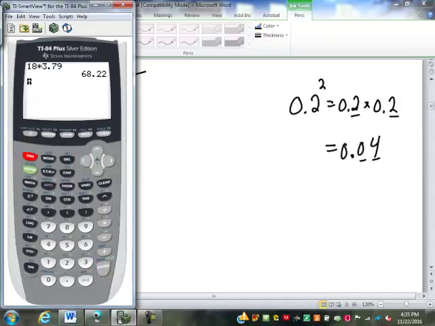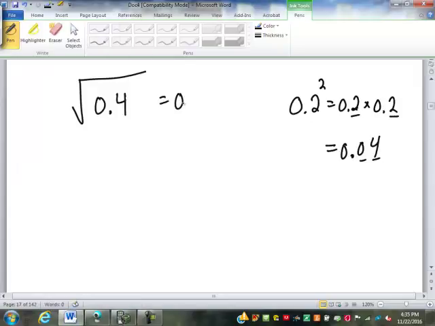The square root of 0.4 is going to be some very long decimal, 0.6324, or 25 we'll call it. We call it an irrational number. It'll go on forever without ending.